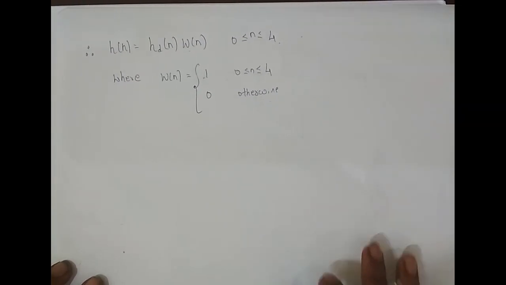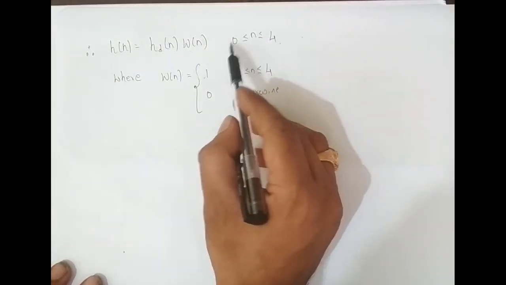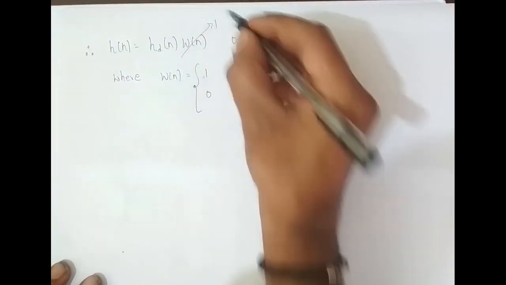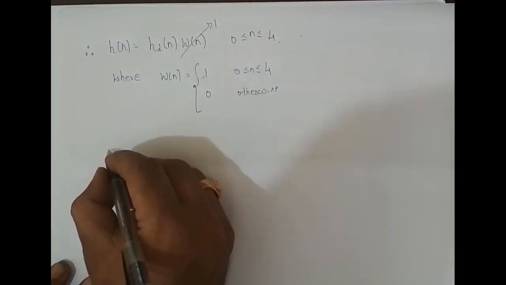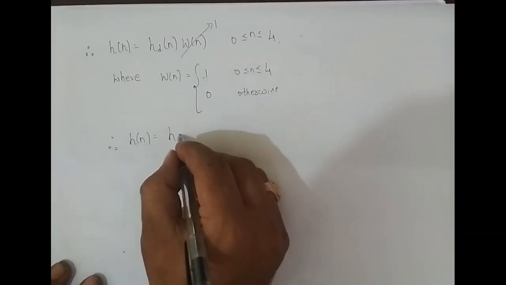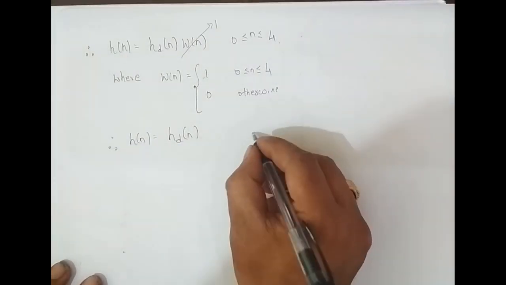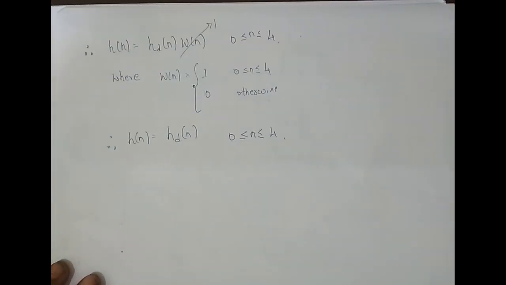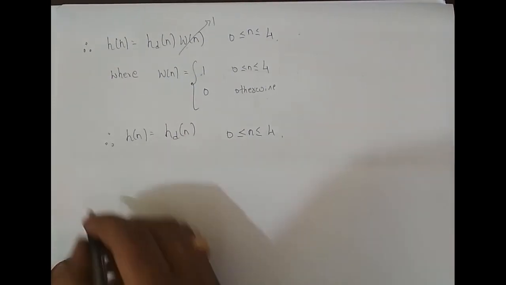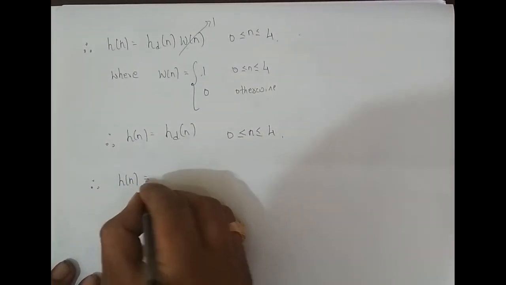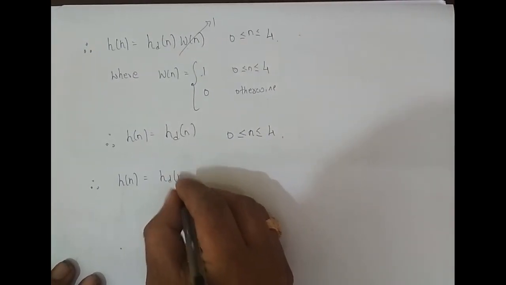Now since w of n is 1 for n varying from 0 to 4, this is 1 everywhere for n varying from 0 to 4. So therefore what is h of n? H of n is equal to hd of n itself, but for n varying from where to where? 0 to 4.